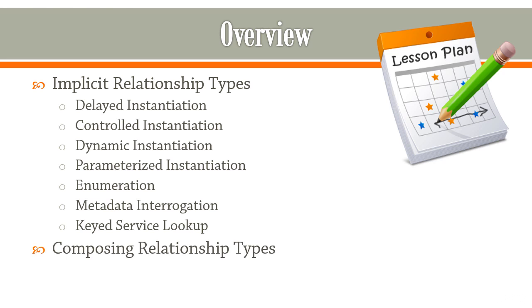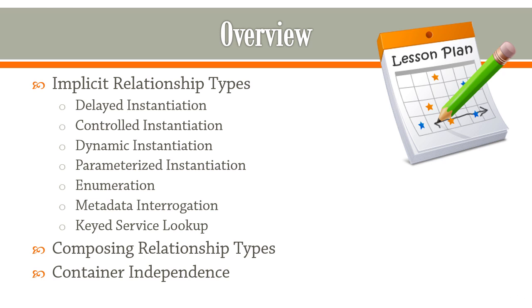Now, in addition, we'll talk about some other things. We'll talk about the fact that these are generally composable. We'll also take a look at the fact that some of these types are kind of dependent on Autofac, and this might not be the great thing, but the bulk of this section of the course is all about looking at the different implicit relationship types.